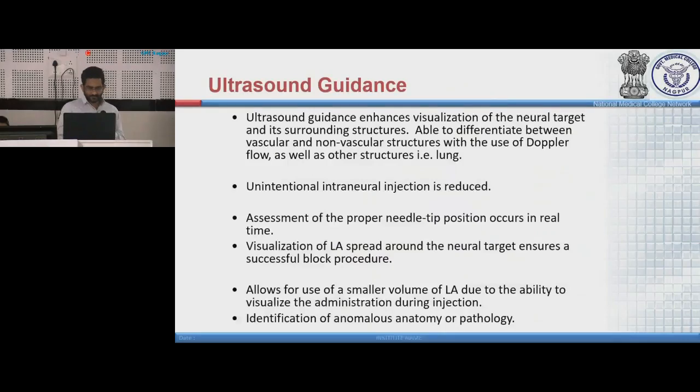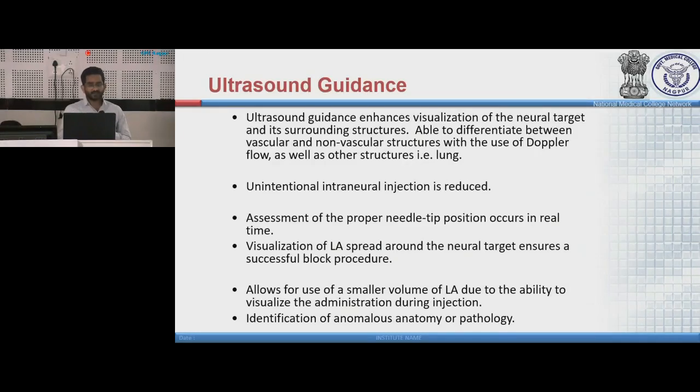We can give a peripheral nerve block under ultrasound guidance, then the landmark technique, and third is peripheral nerve stimulation under guidance of PNS. The complication rate is higher with the PNS and landmark guided techniques, and less with the ultrasound guided technique. Then the failure rate is also more with the landmark guided and PNS guided techniques, and less with ultrasound guidance. So we will discuss ultrasound guidance.